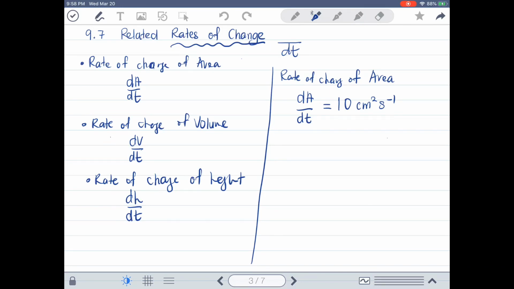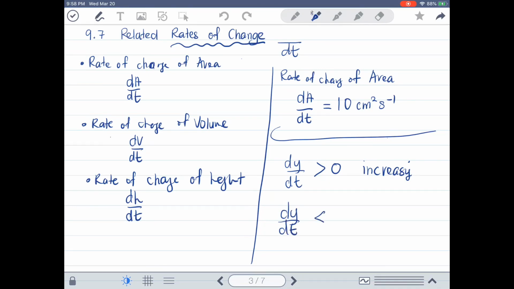So if the rate of change of something is greater than 0, it means that the value is increasing. And if the rate of change is less than 0, it means that the value is decreasing. If it's equal to 0, then there are no changes at all. Tak ada pembesaran, tak ada kehilangan. Okay, no changes.